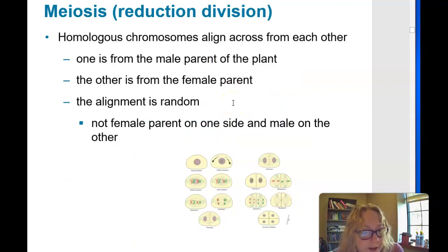The reproductive division, better known as meiosis. Again, these are your homologous chromosomes. They line up, one from the male parent, the other from the female parent. Alignment is random. It's not really that the female parent is on one side. We don't know that. That's just how we line them up to help explain genetics, but that's not really how it works. Your male chromosome doesn't line up to the left and the female to the right. That's not a real thing. It's just how we do it in textbooks.